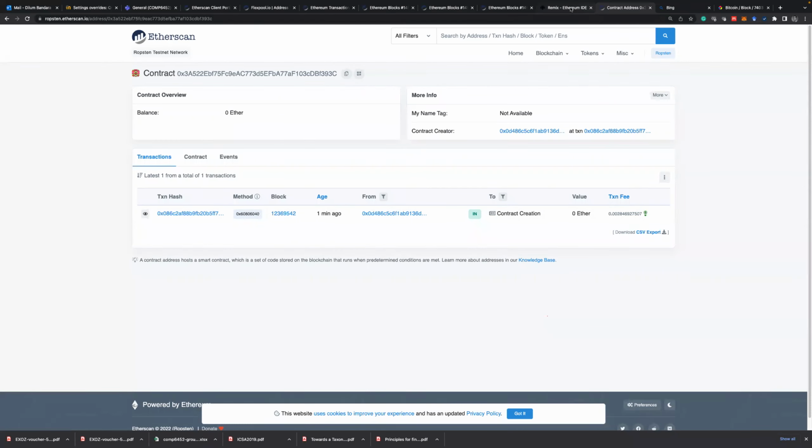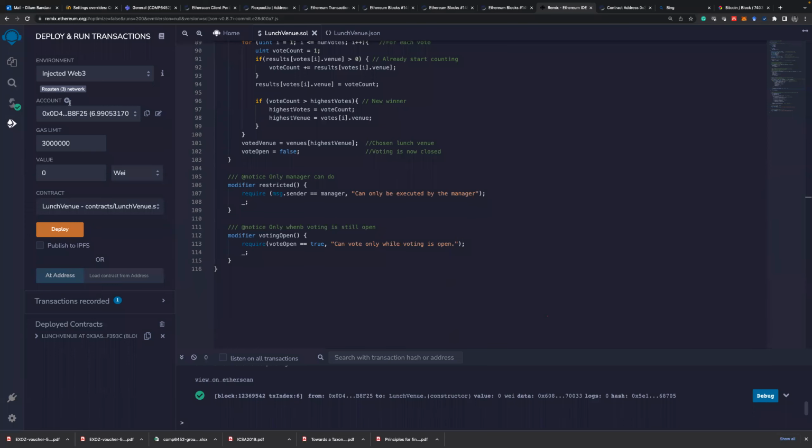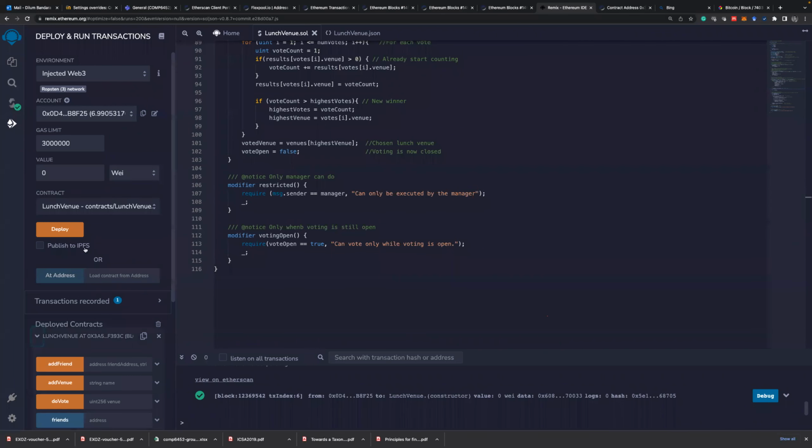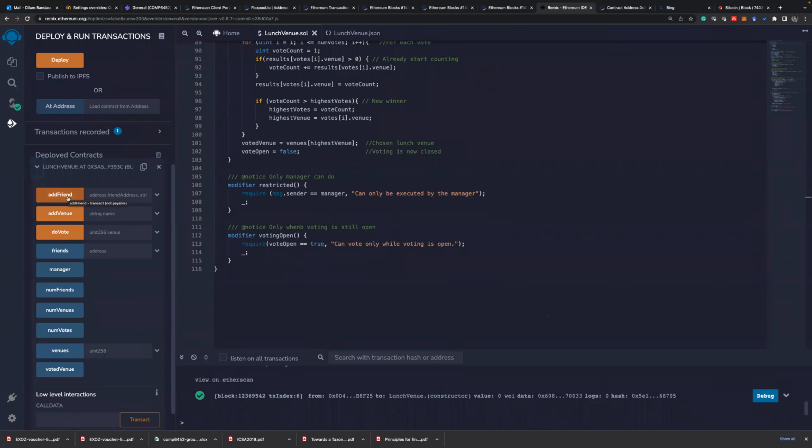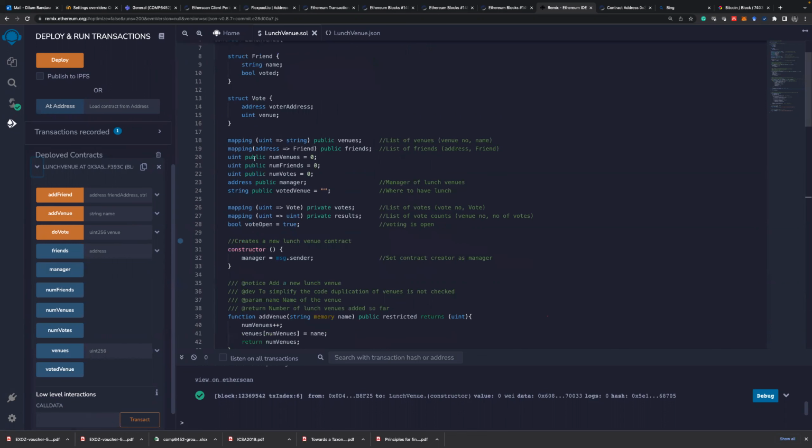Now, how do I interact with this one? I can actually interact with this. This is my deployed contract. It has a set of functions. I can add friends, I can add a venue, I can vote, and I can get the list of addresses because some of these are public variables. So let's say the list of venues and list of friends, and these are the number of those. Automatically the compiler will also write the getter function for the public variable.